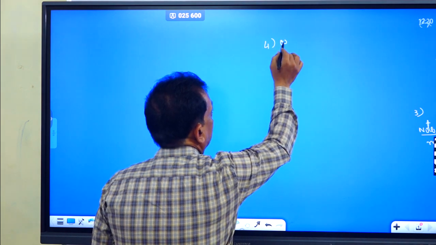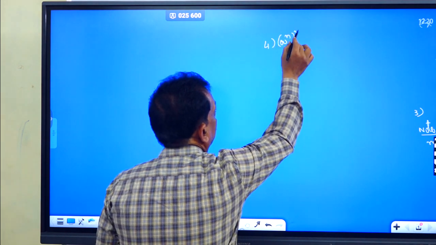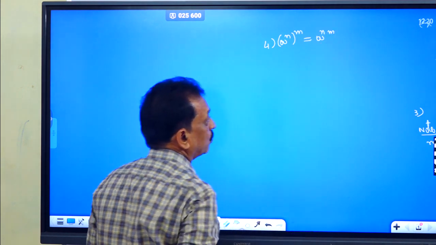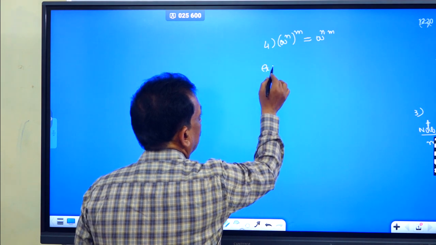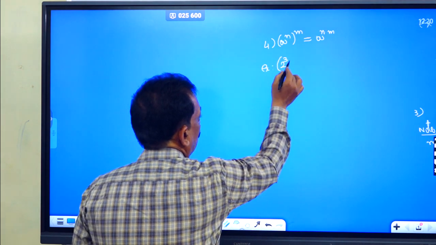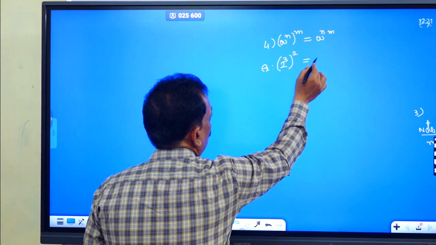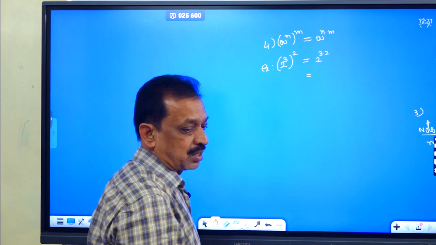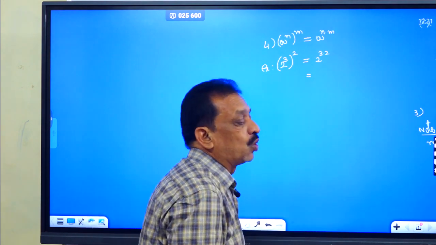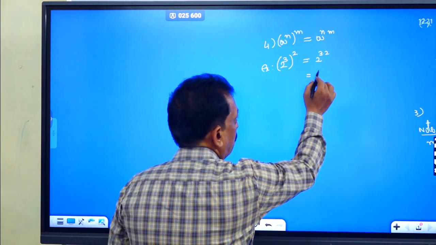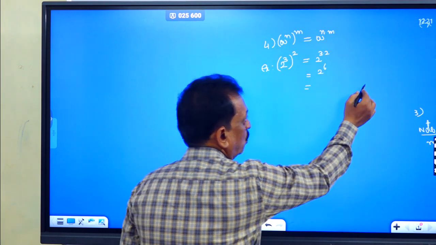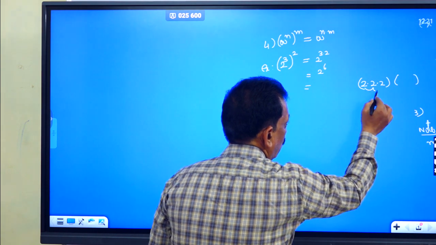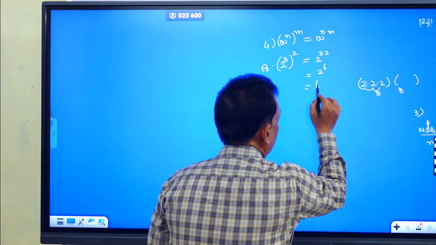a to the power of n, whole to the power of m, is equal to a to the power of n into m. For example, 2 to the power of 3, whole to the power of 2, is equal to 2 to the power of 3 into 2. We studied this in 7th class and 8th class also, but without that we can't do any problem. So 2 to the power of 6, which is 2 into 2 into 2 repeating, same as multiplying: 2 to the 4, 4 to the 8, 8 eights are 64.